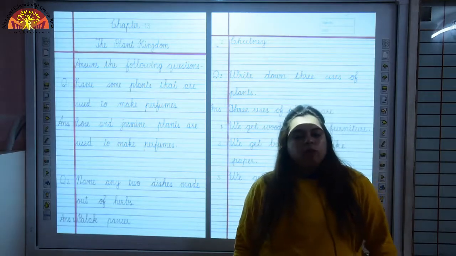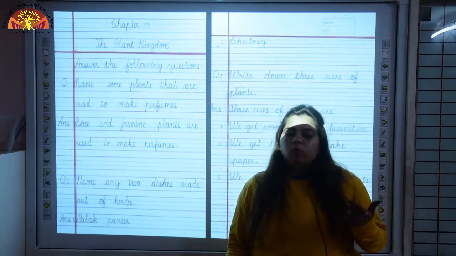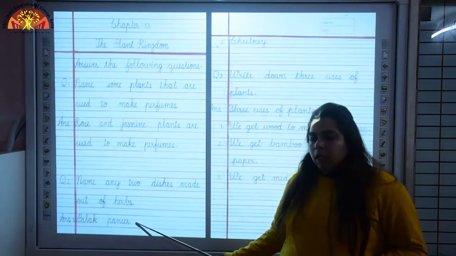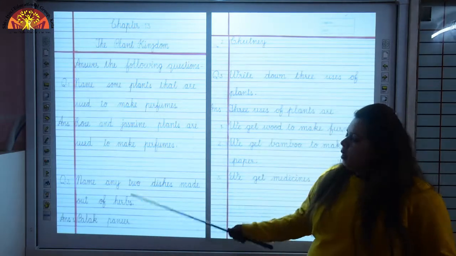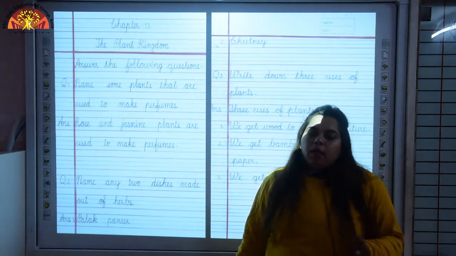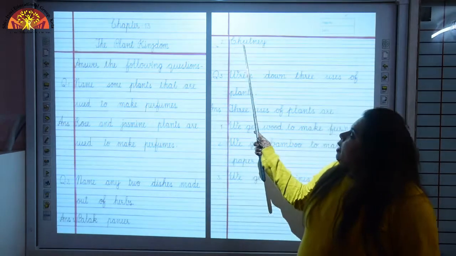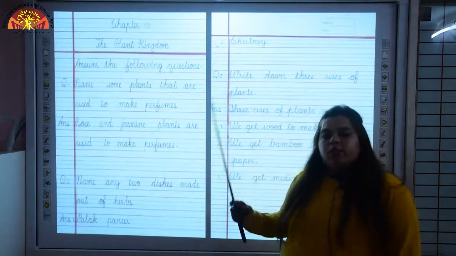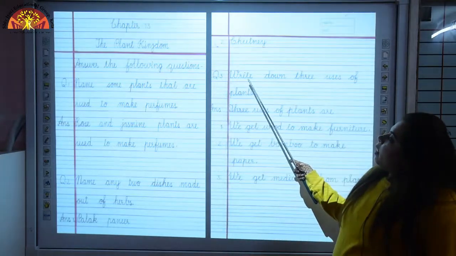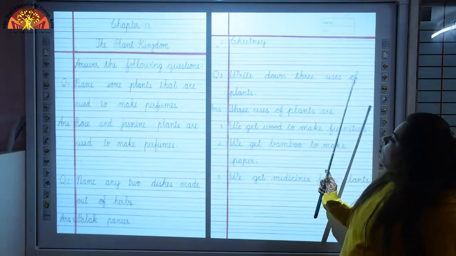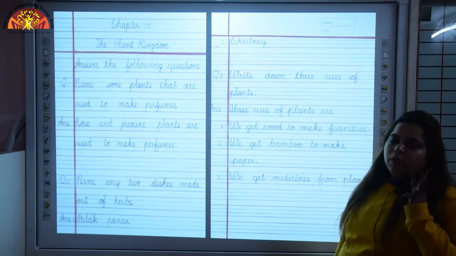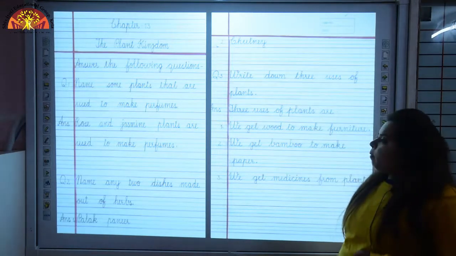Question 2. Name any 2 dishes made out of herbs. Now here we have to name any 2 dishes that are made out of herbs. Palak paneer and chutney. P-A-L-A-K, palak, P-A-N-E-E-R, paneer. C-H-U-T-N-E-Y, chutney. Question 3. Write down 3 uses of plants. In this question we have to write 3 uses of plants.